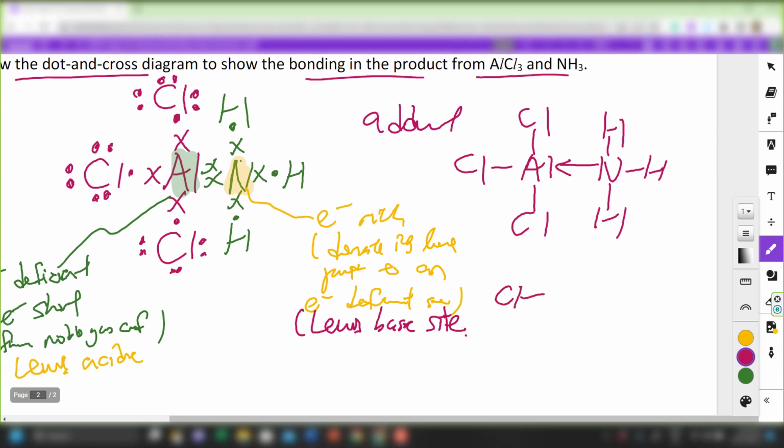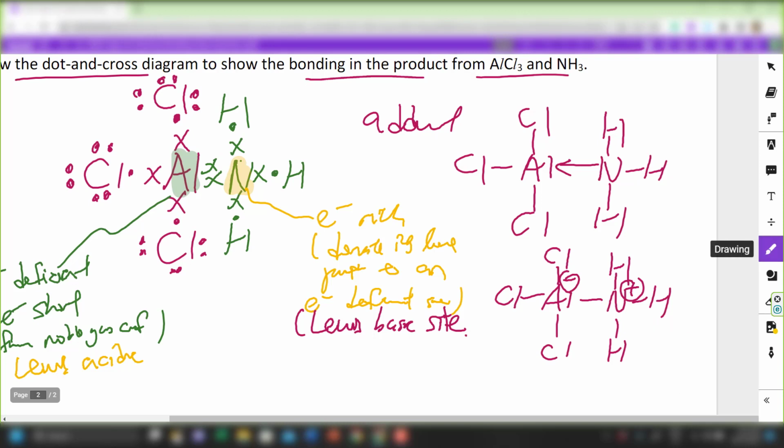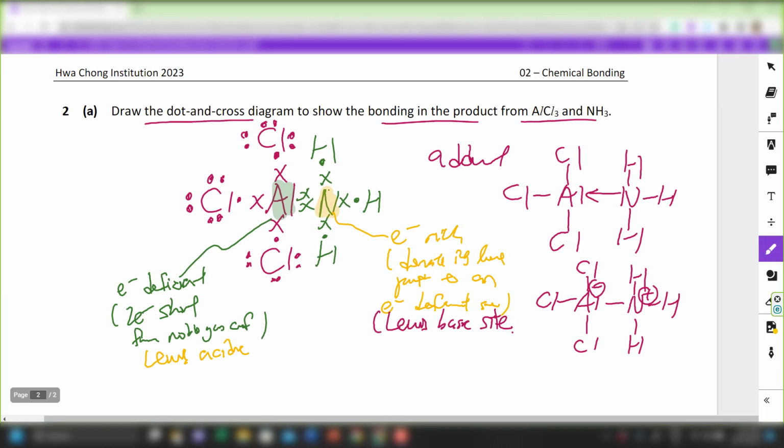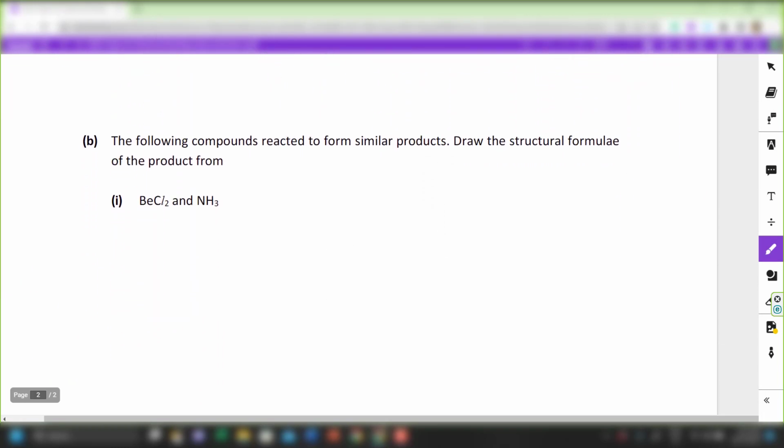If you want to show formal charge, like what we discussed earlier on, then the formal charge will look something like this: N, H, H, H, and then minus, plus. Remember that it's either you show dative covalent bonds or you show formal charges. You don't show both. When you show both in an exam, it is incorrect. If you're unsure, just show dative covalent bonds. Next, part B.